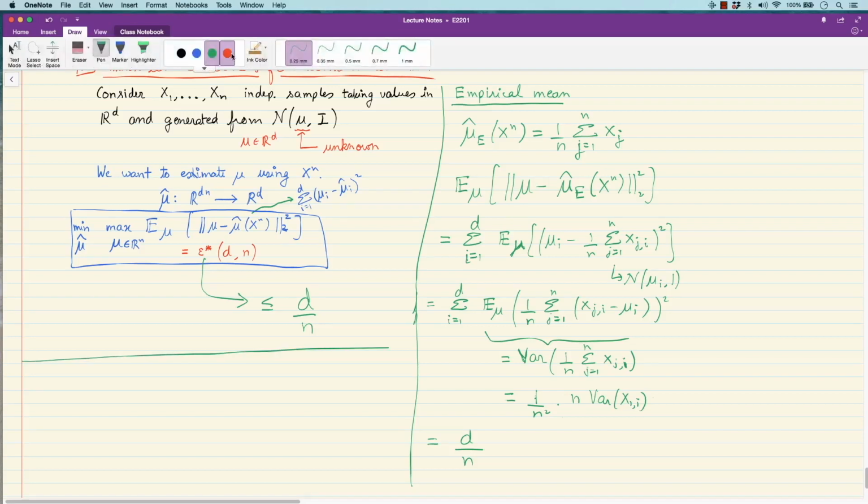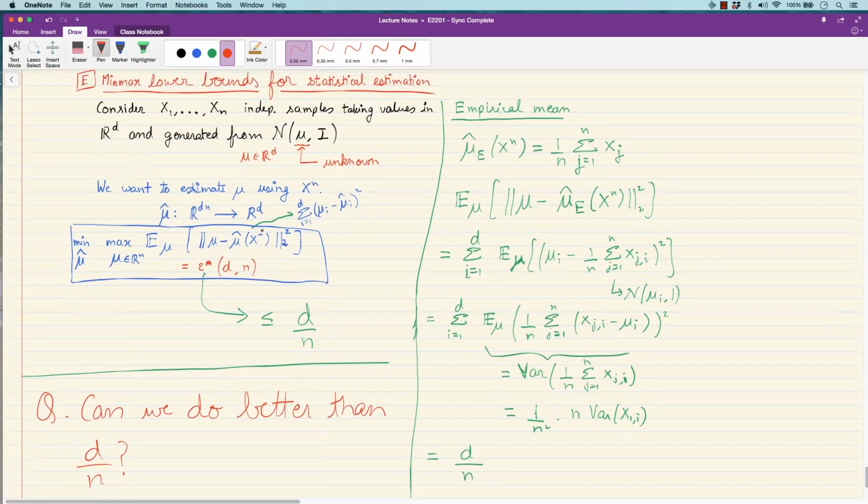Now a question, and this is what we want to answer: can we do better than d by n, or is the empirical mean estimate optimal for this min-max cost?